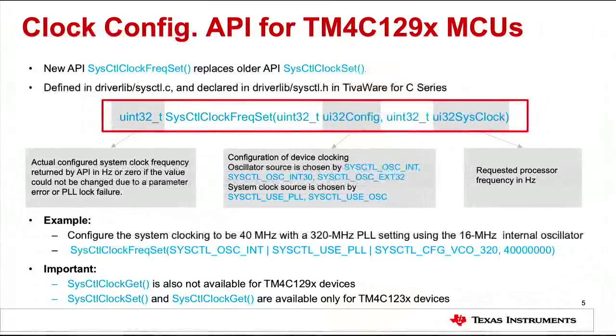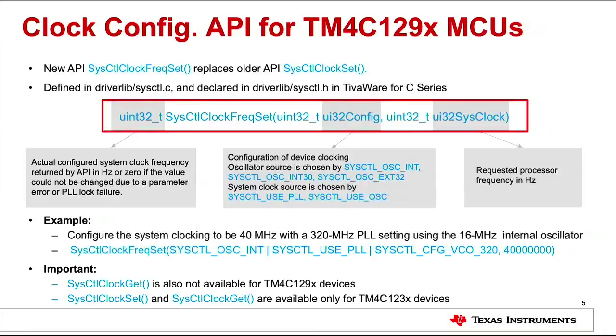Now that we have discussed each of the clock sources in detail, it's time to learn how to configure the system clock. We have developed peripheral driver library as a part of TivaWare for C-Series, which contains system clock control APIs to configure the clock sources. The API is called SysCtlClockFreqSet. It is a new API and it replaces the older API, SysCtlClockSet, which can only be used with TM4C123X devices. SysCtlClockFreqSet returns the actual configured system clock frequency in Hertz, or 0 if the value could not be changed due to a parameter error or PLL lock failure.